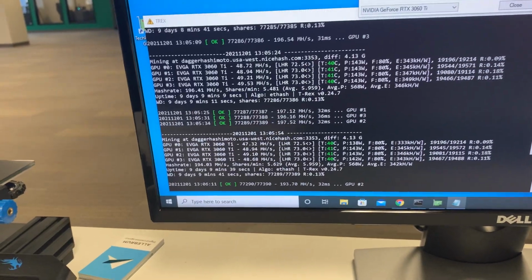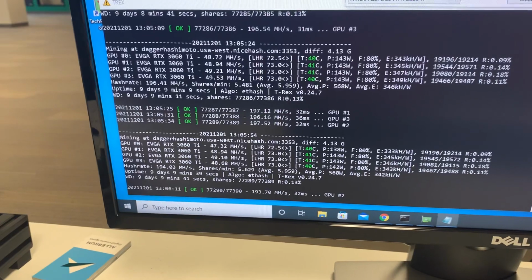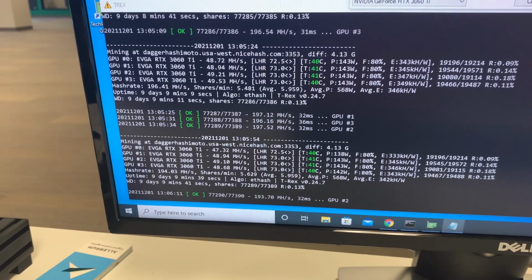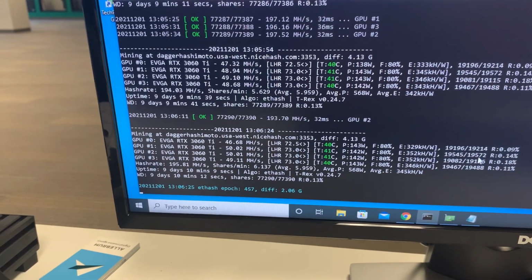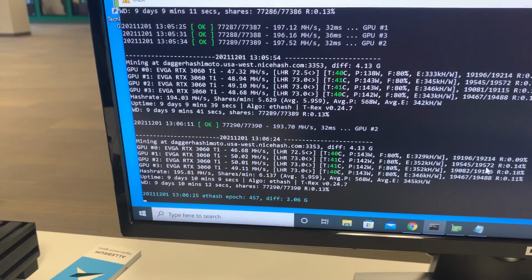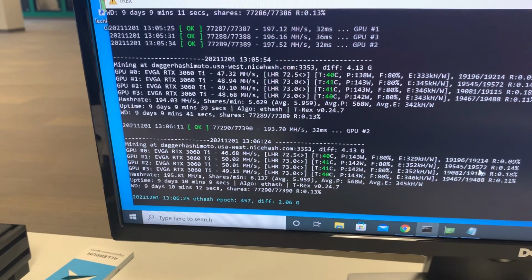You just want to do a quick update. I know some people have been questioning the legitimacy of this post. I assure you that these are the correct numbers here. So I did throttle back some of my settings, and I'll show you those in a second. But as you can see, this has been running for 9 days now, and we're stable.